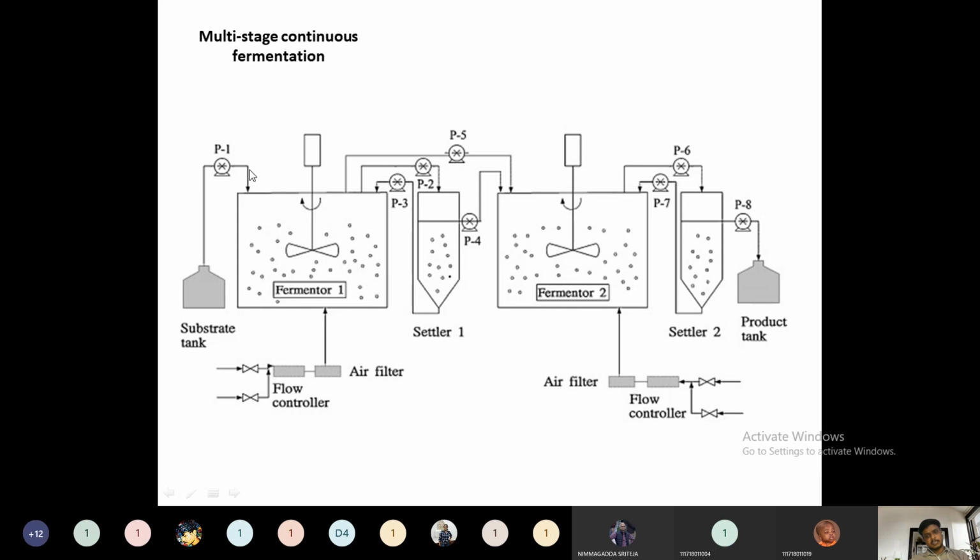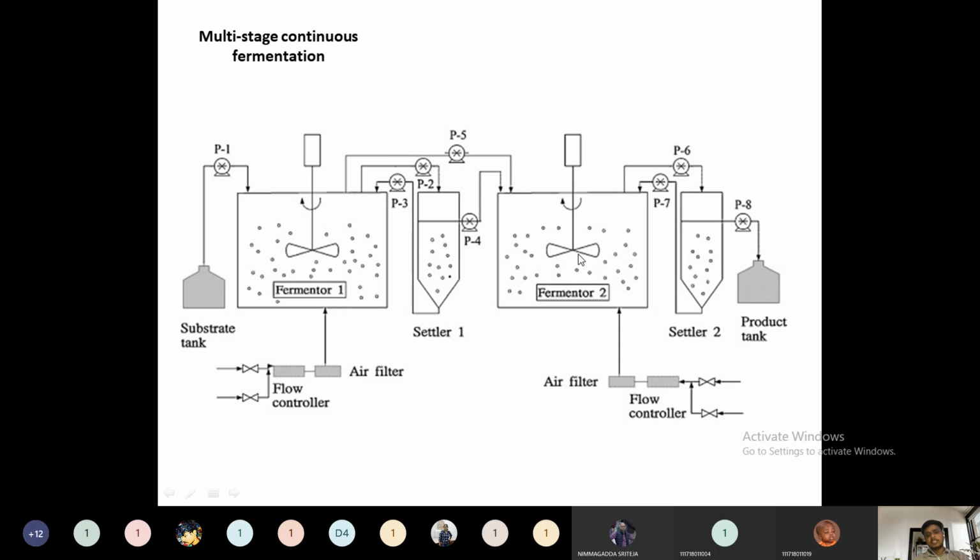Then there are certain disadvantages for the continuous process also. This process is complicated and difficult to operate. If you use more than one microorganism, the process of sending the continuous substrate and the continuous microorganisms into fermenter 1 and fermenter 2 will be very complicated. So we need to be vigilant in every continuous operation.